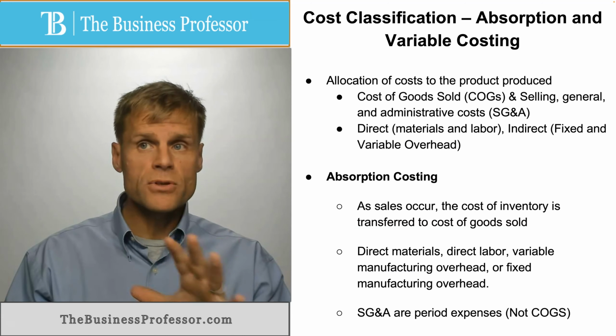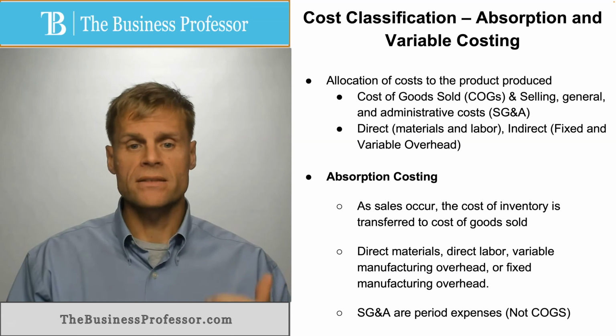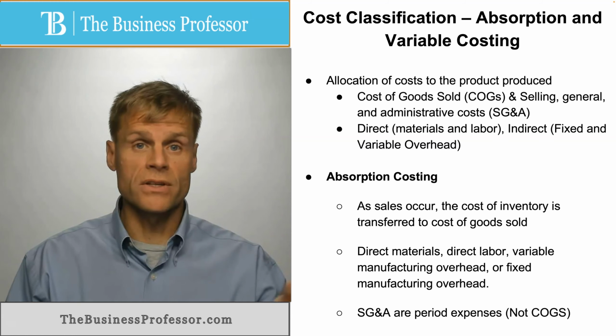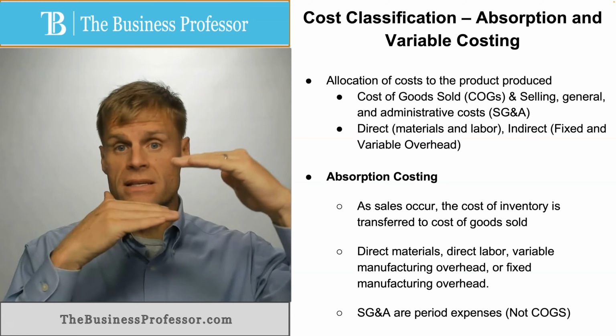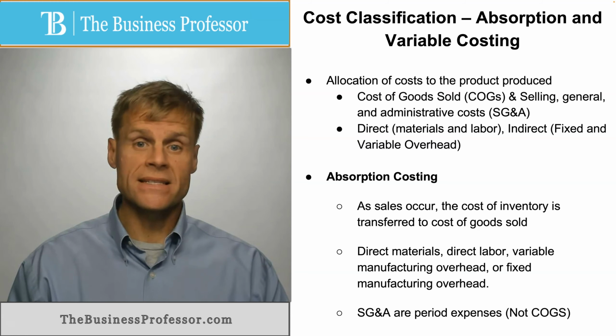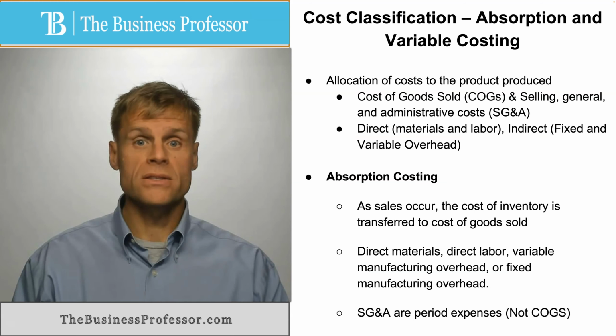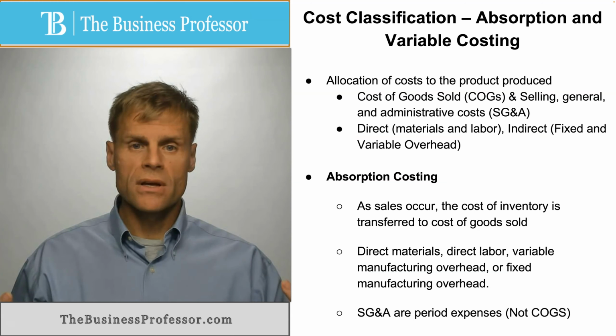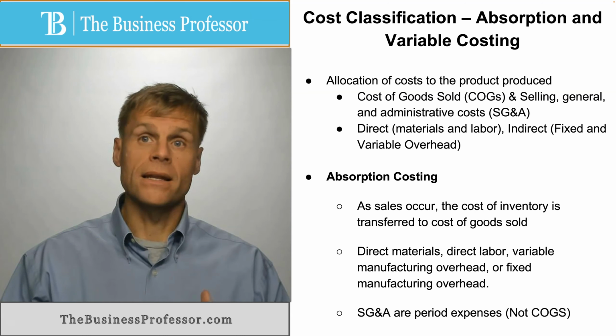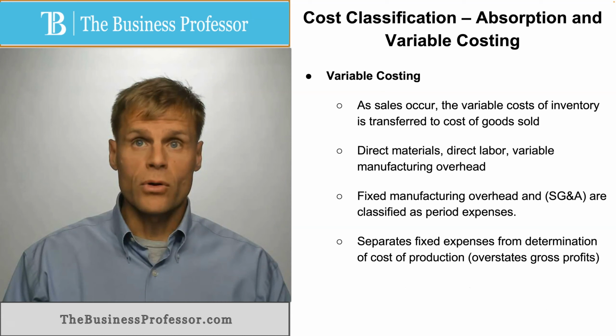Okay, so under absorption costing, the majority of things are entered in under cost of goods sold. At the time of sales, this would be an expense against the revenue brought in, so your gross profit there would again be lower. Okay, now what about variable costing?